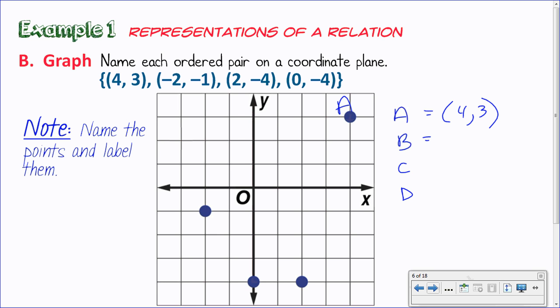Okay, then B is going to be what? -2, -1. Start at the origin, go left 2, down 1, point B. C is what? 2, negative 4. Right 2, down 4. The last one would be, so, left or right? Nope. Just down, right?